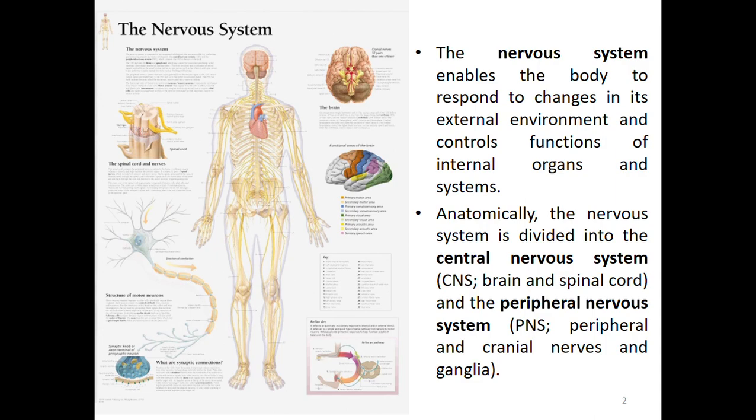Anatomically, the nervous system is divided into the central nervous system, which contains the brain and spinal cord, and the peripheral nervous system, which contains peripheral and cranial nerves and ganglia.